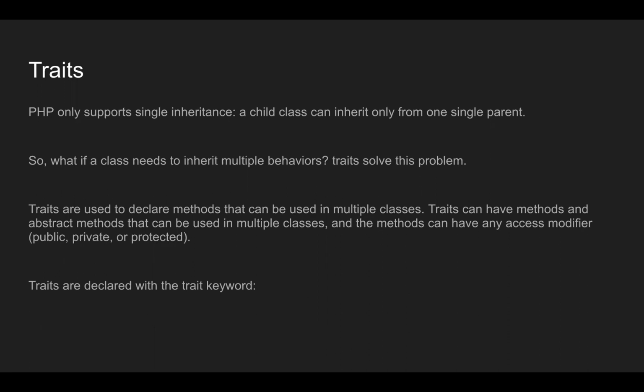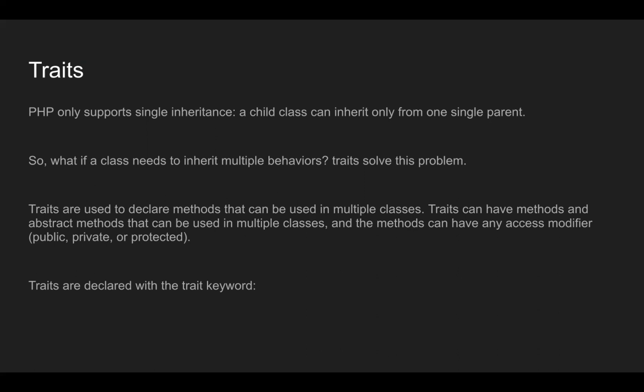A trait can be used to declare methods that can be used in multiple classes. Traits can have methods and abstract methods and can be used in multiple classes, and the methods can have any modifiers: private, public, or protected. Traits are declared with the trait keyword. And also, to use a trait, you have to use the use keyword.